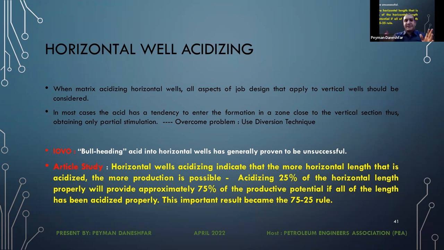if the well has its 100% interval, if the acid properly stimulates 25% of this interval, we can get a good result. If the acid stimulates the total interval in a bad way, okay, you can see that acidizing 25% of the horizontal length properly will provide approximately 75% of the productivity potential if all of the length had been acidized properly. This important result became the 75 and 25 rule.